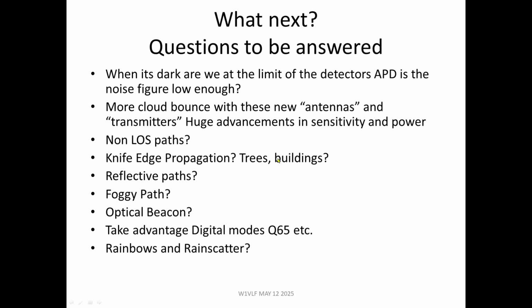Knife edge refraction, trees, buildings. A lot of these are questions because I don't know the answers, or paths for experimentation. Reflective paths. We both live 10 miles apart, and we have a water tower that's common to us. With a laser or really narrow beam widths, yes, you'd probably be able to make a path. What about fog? Fred was doing an experiment where it was a very humid night with another gentleman, and he found out that pointing was much less critical during not foggy, but very humid.